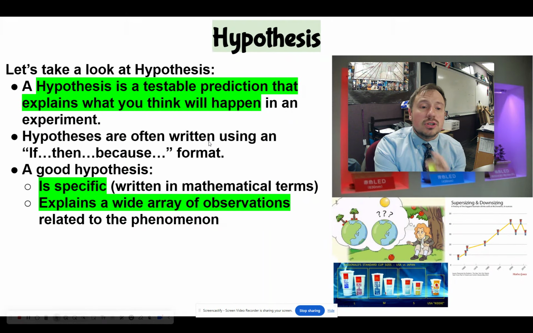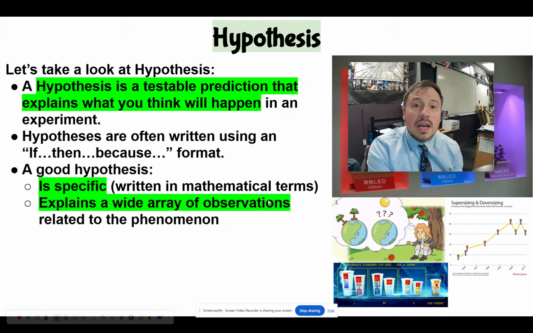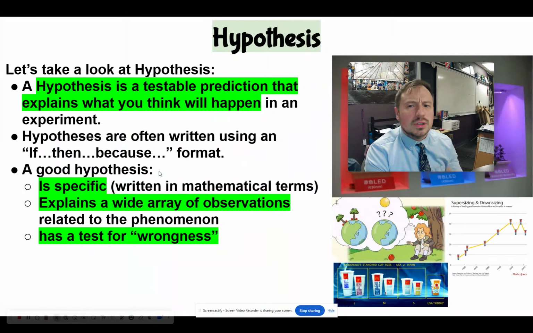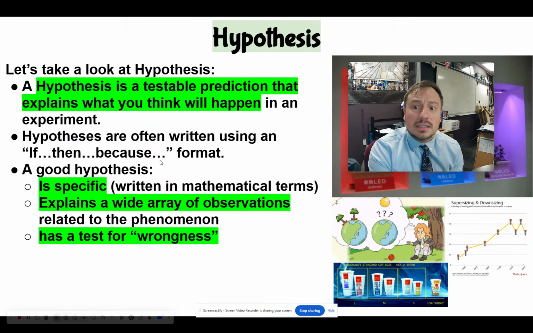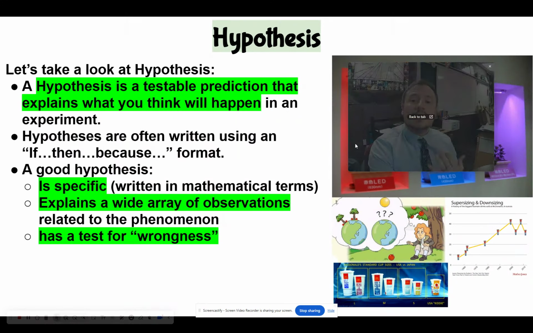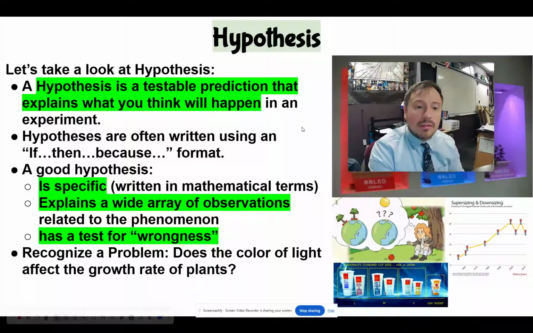Now, a good hypothesis also explains a wide array of observations. The example that I use is Newton's law of gravitation, right? It described two things, why objects fall down and why, if you look up in the sky, the moon orbits around the Earth. It explains a wide array of observations. And probably the most important thing here is it has a test for wrongness. There has to be a test or a way to go out and test it.